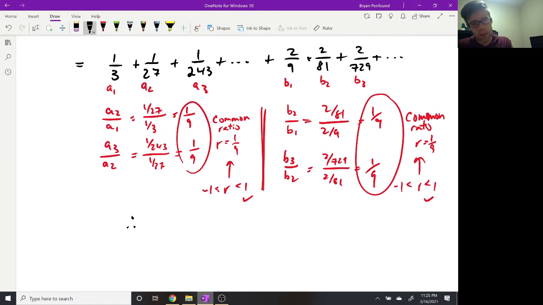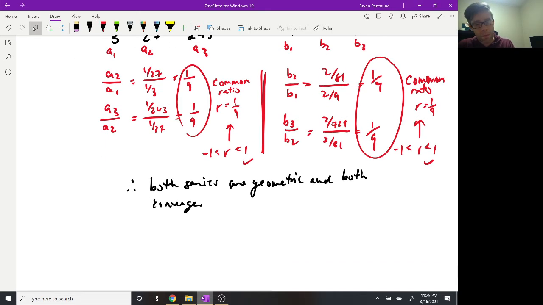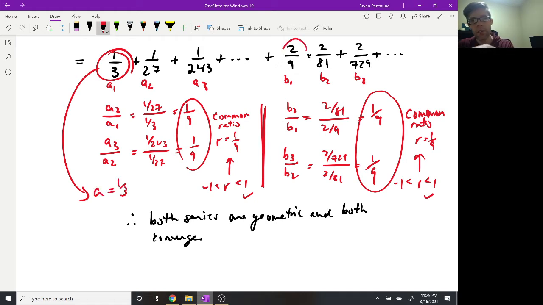Let's summarize that. Therefore, both series are geometric, and both are going to converge. It's going to be helpful here to get the a values for these as well. So let's scroll back up. Over here, we have a equal to 1/3, and for our second series, we have a equal to 2/9. Those are the corresponding a values so that we can go back and use the formula for our convergent geometric series.